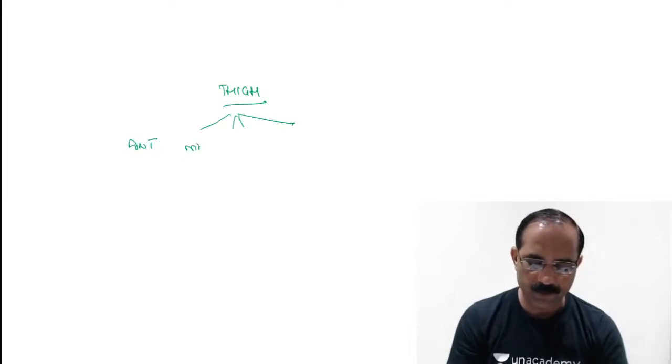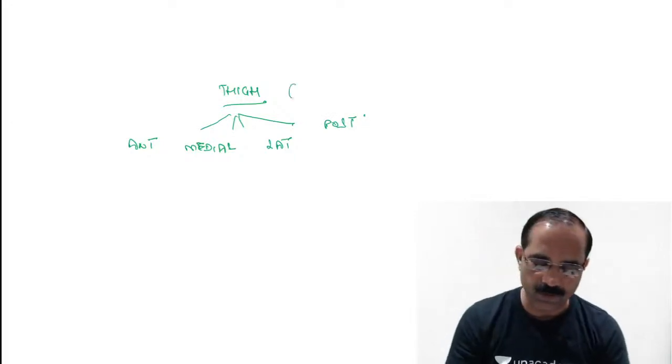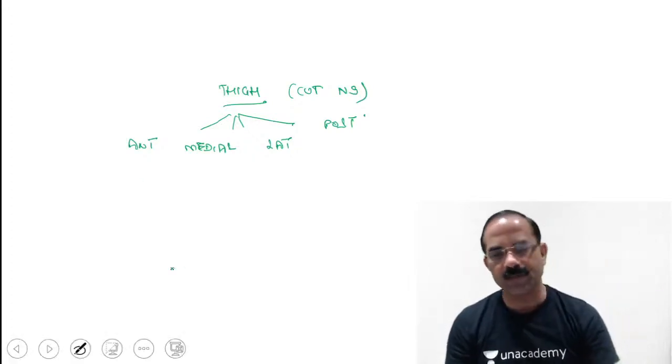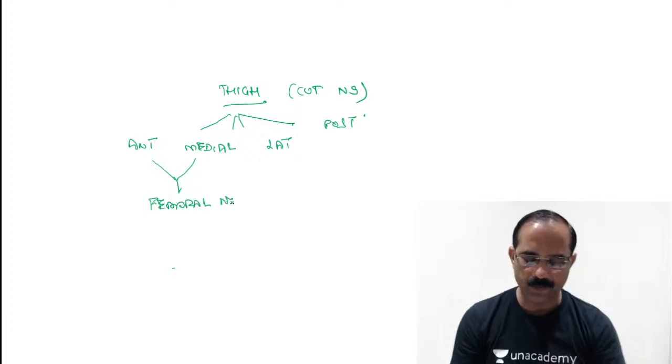Anterior aspect, medial aspect, lateral aspect, and the posterior aspect. This is the cutaneous nerve supply. We're talking about cutaneous nerve supply. So the cutaneous nerve supply of the thigh, anterior, medial, lateral, and posterior. So who supplies the skin on the anterior and the medial aspect of the thigh? Femoral nerve. That's femoral nerve.